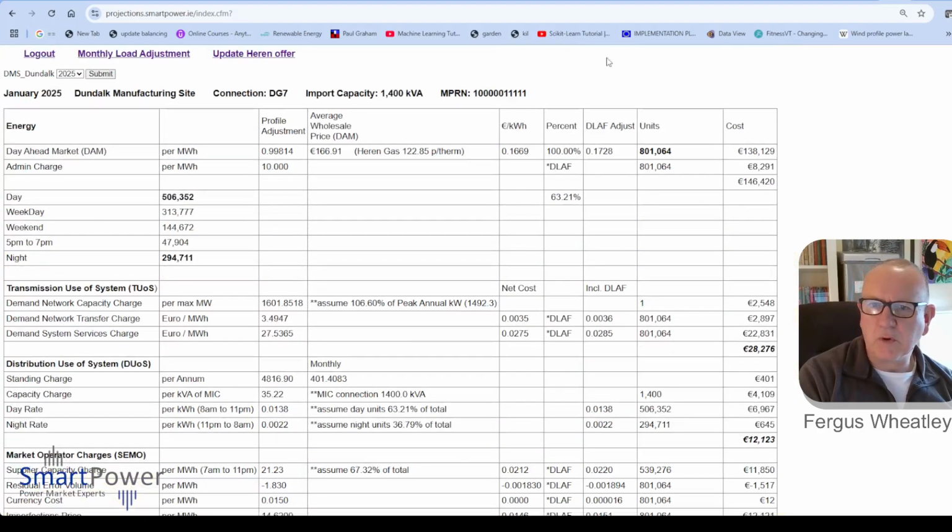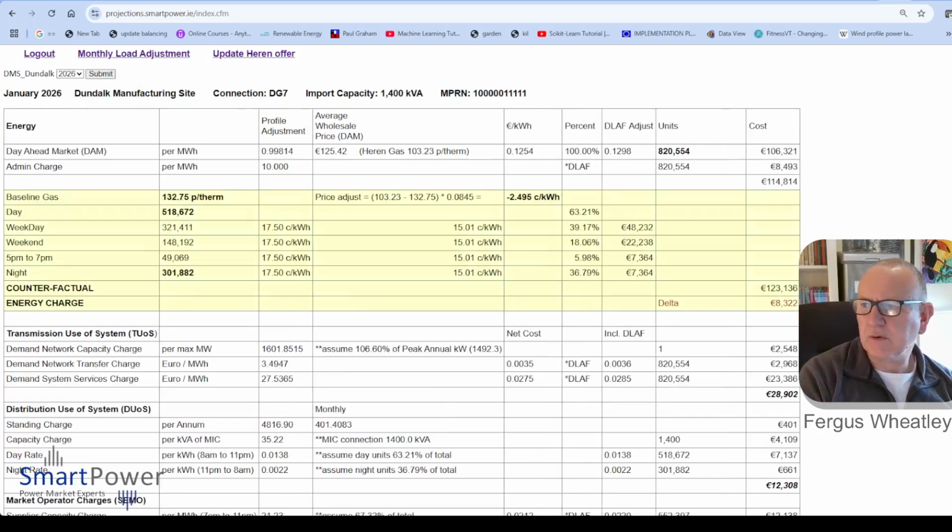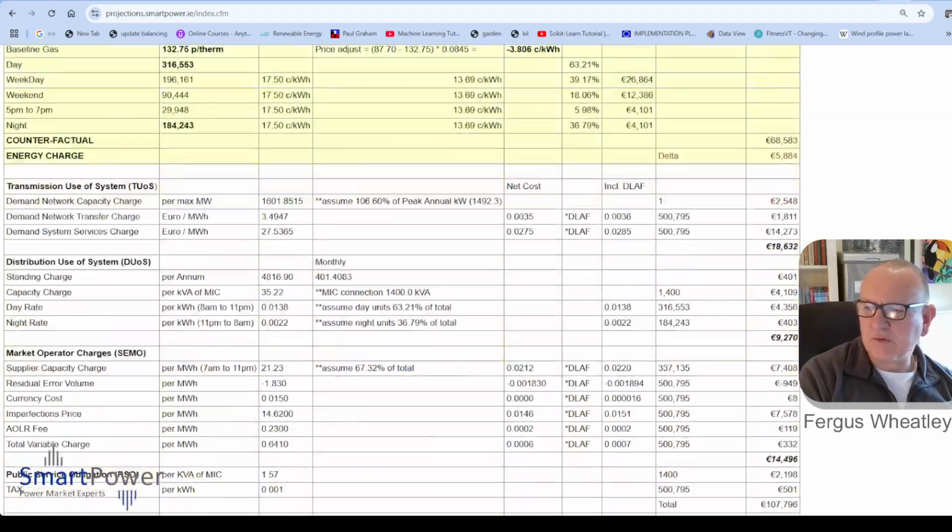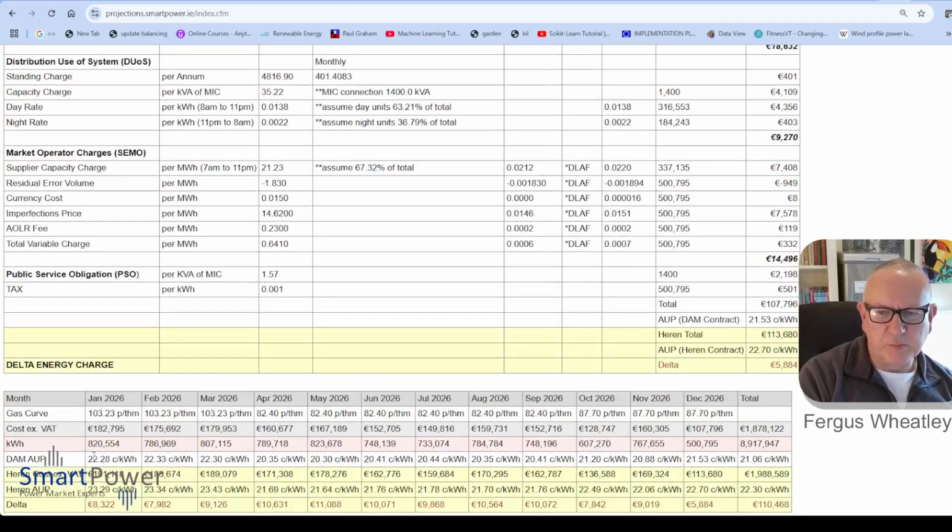So then we go on to next year, and again we have the same thing for next year. This allows us to make an informed decision on whether we lock in the price of electricity. So we have what we predict the day ahead cost of electricity is going to be, which is 20.35 for April next year, and what the Heron cost will be, which would be that. So that's the delta between them.